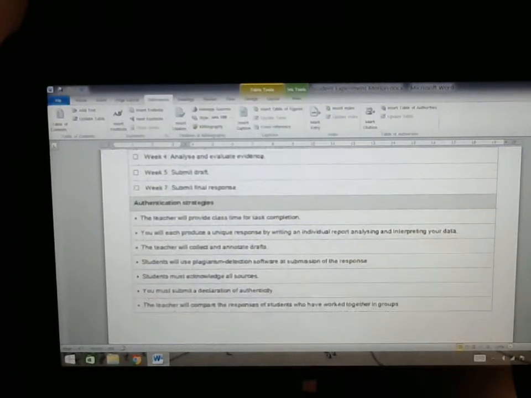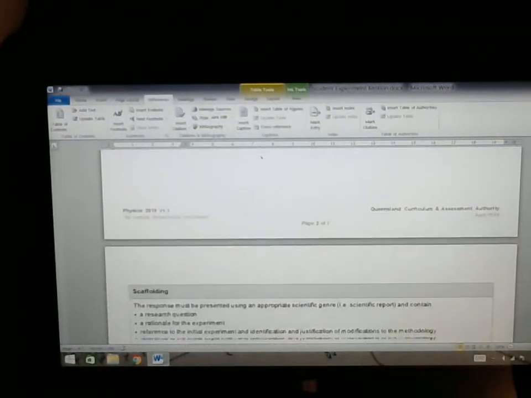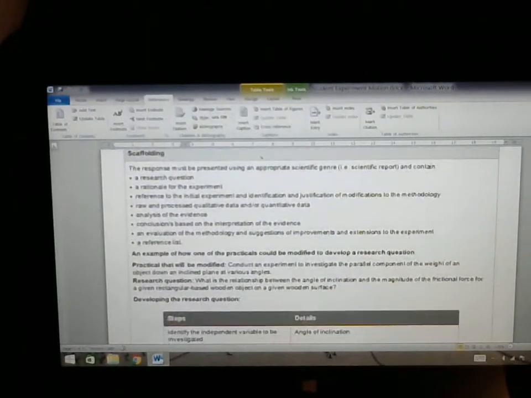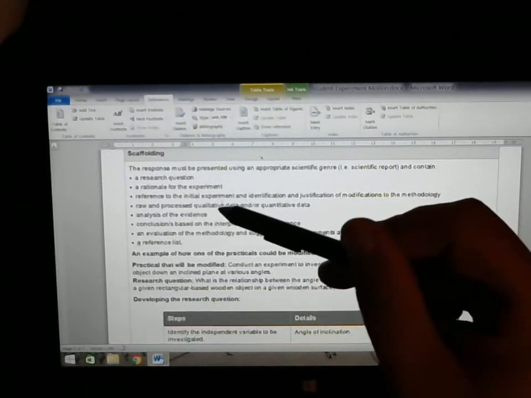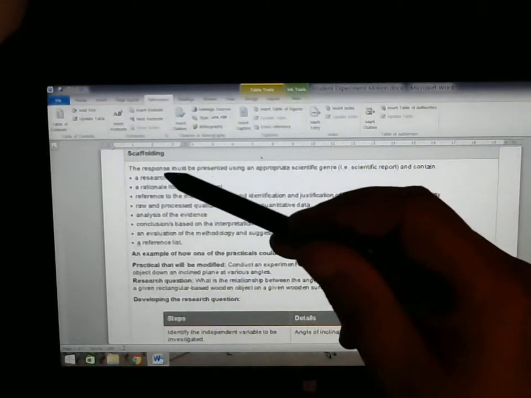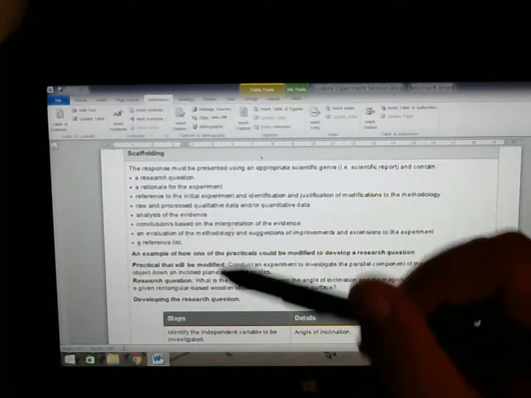Some checkpoints, authentication strategies, and here is scaffolding. Now there should be one of these for both biology, chemistry, and there is one for physics, as we can see. And again, we have a similar sort of idea about what needs to go in the scientific report: research question, rationale, etc., etc.